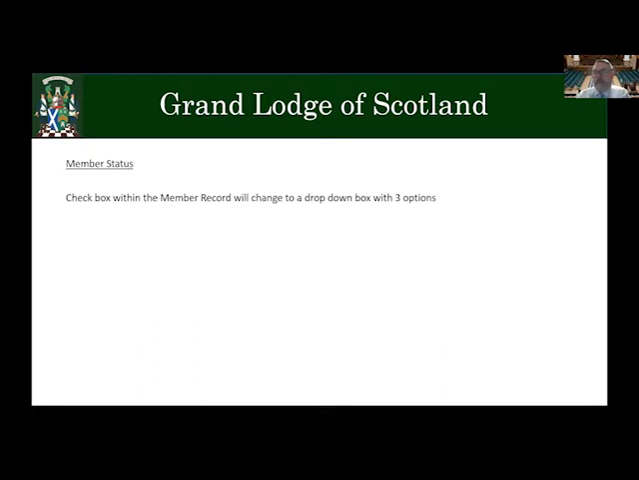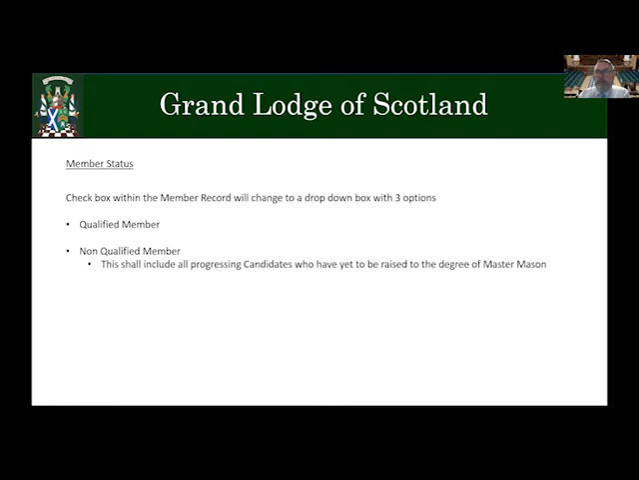It will change to a drop-down box, and the drop-down box will have 3 options. Qualified member, self-explanatory. A non-qualified member. Now, a non-qualified member would capture 2 categories of brethren. The progressing candidates, as we've spoken about, who have yet to be raised to the 3rd degree, and will also qualify all non-test fee paying brethren.